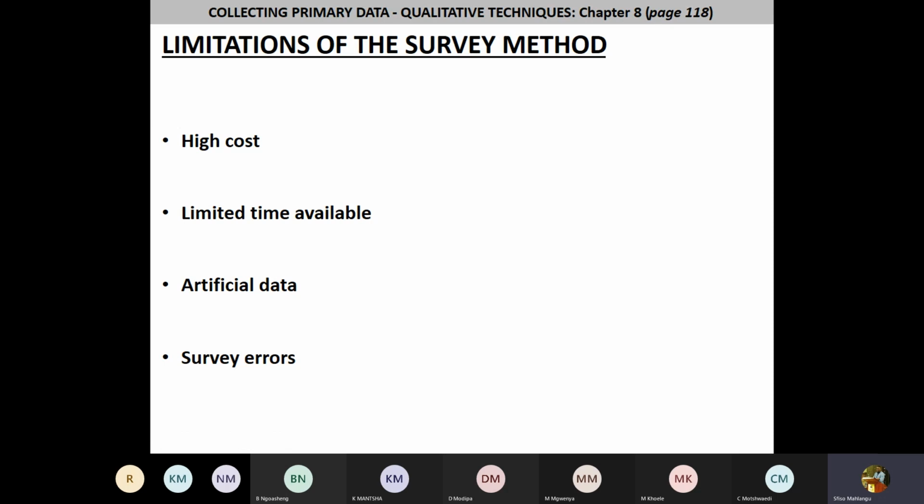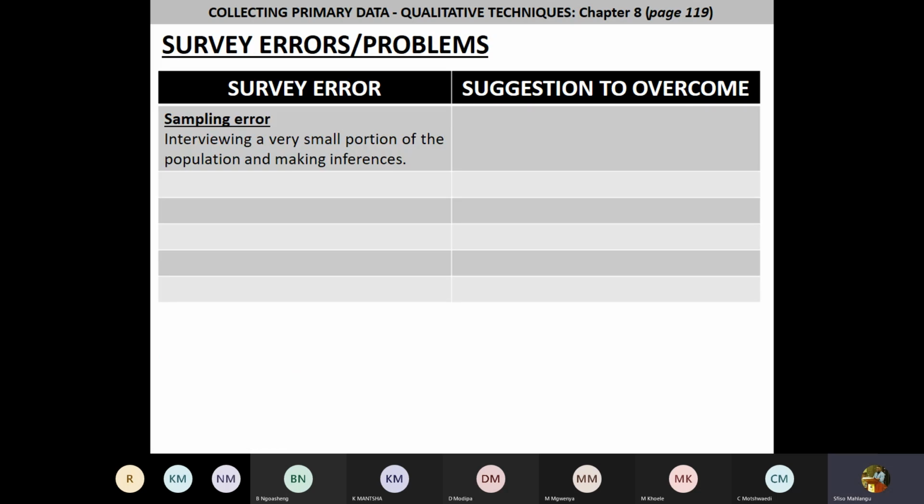and it happens because of many reasons. And then survey errors. There are a lot of errors when you conduct research using a survey method, and this results in the data being artificial. So let's talk about these survey errors, because this is a practical question, so you must be able to practically apply those survey errors to a specific case study. On page 133, you'll see all those survey errors. Let's start with the interviewing error. You can highlight in the textbook as well.